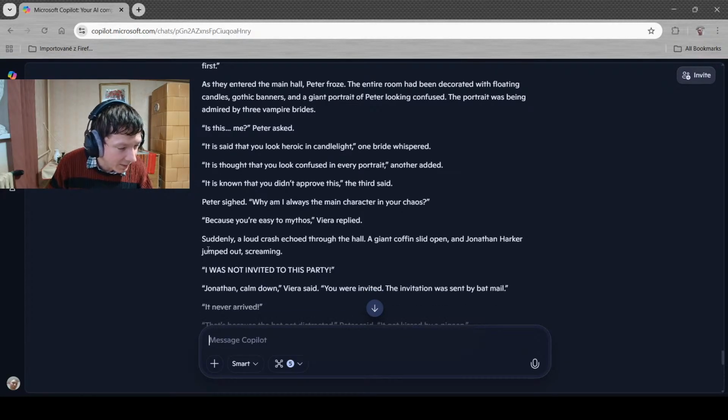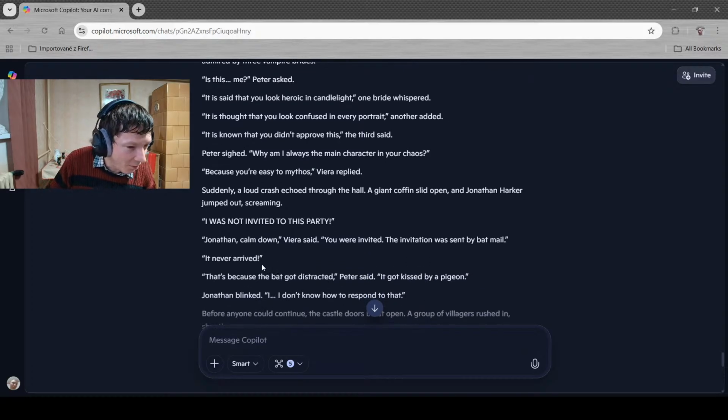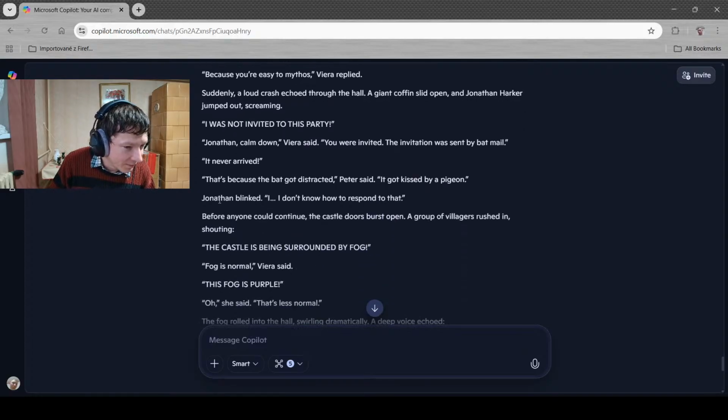Suddenly, a loud crash echoed through the hall. A giant coffin slid open, and Jonathan Harker jumped out screaming, "I was not invited to this party." "Jonathan, calm down," Viera said. "You were invited. The invitation was sent by bat mail. It never arrived." "That's because the bat got distracted," Peter said. "It got kissed by a pigeon." Jonathan blinked. "I don't know how to respond to that."